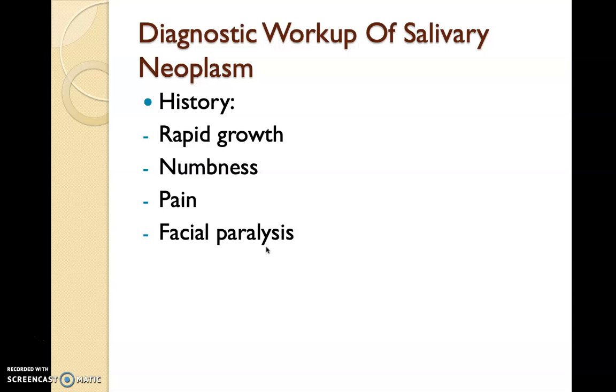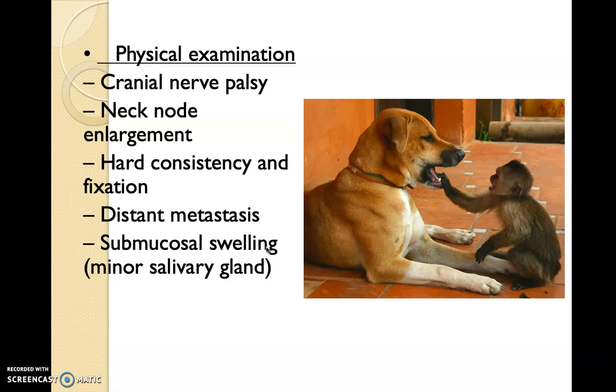If the growth is very rapid, so you know it's a very good clue that it is something which is malignant or aggressive. And if it's associated with numbness or facial paralysis too, it means it's invading the nerve. So that's why you have to ask these important questions, then you will be able to know if it's malignant or benign. Okay, and then after that we go to the physical examination.